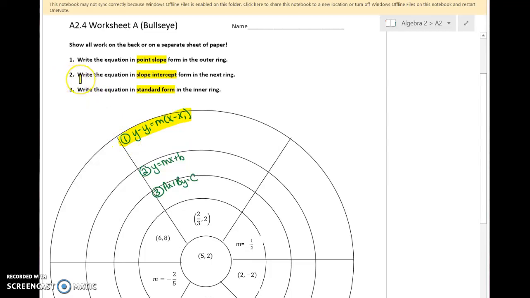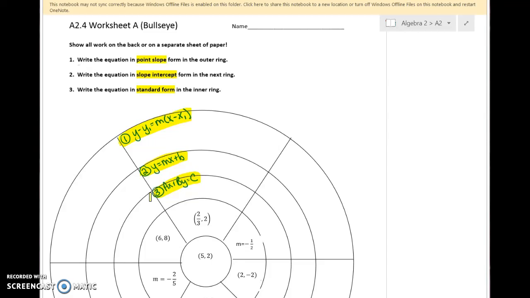Number 2 is write the equation in slope-intercept form in the middle ring. So that's step 2, is simplify your point-slope form into slope-intercept form. And then your last step, the innermost ring, is going to be to rewrite your equation in standard form. So that's the same progression that we did in that last example.